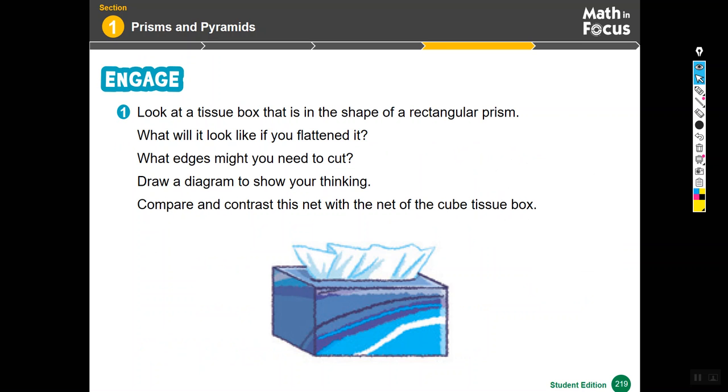Now look at a tissue box that has a rectangular prism shape. What would it look like if you flattened it out? What edges might you need to cut? Draw a diagram to show your thinking. Compare and contrast this net with the net of the cube tissue box. So on the same piece of paper, draw what you think this rectangular tissue box would look like if you were to cut it and flatten it out. Then compare what was different about the one you drew of the cube and this one for the rectangular prism.